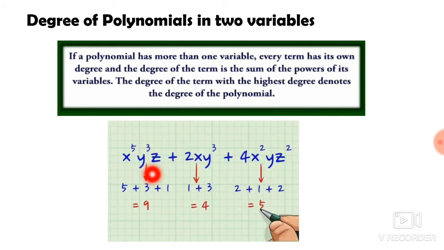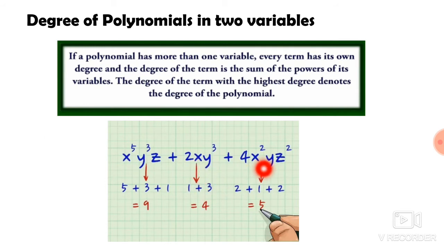Here we can see that we have three terms. This is the first term, this is our second term, and this is our third term. We will find the degree of all three terms separately. Here exponent 5, so 5, exponent 3, so plus 3, exponent 1, so plus 1. The degree of this term is 9. Check this one. The exponent of x is 1, the exponent of y is 3. 3 plus 1 is 4. The degree here is 4.